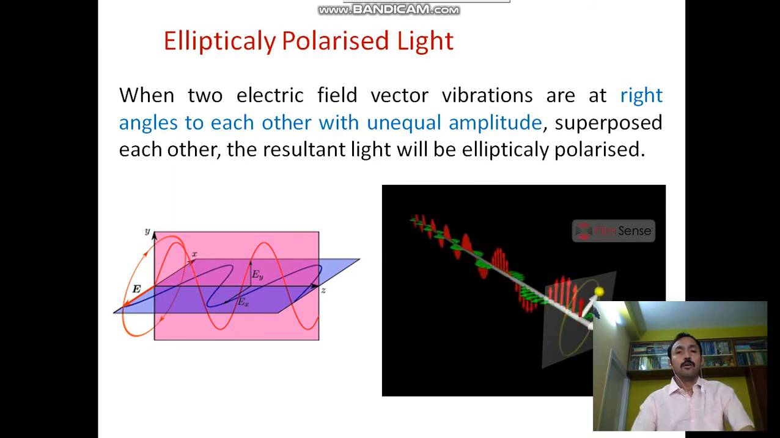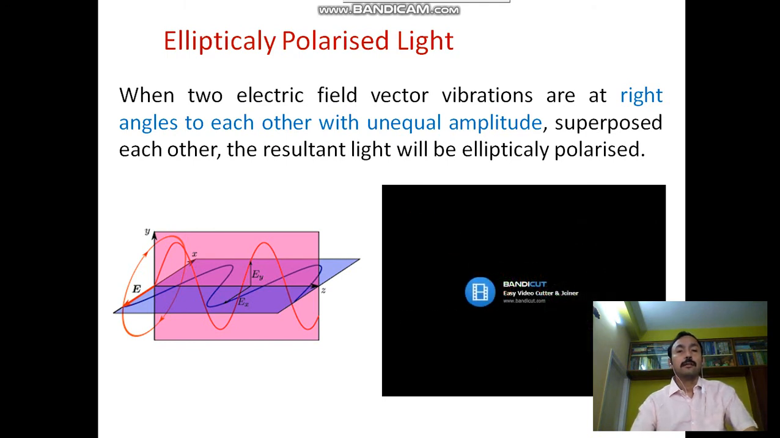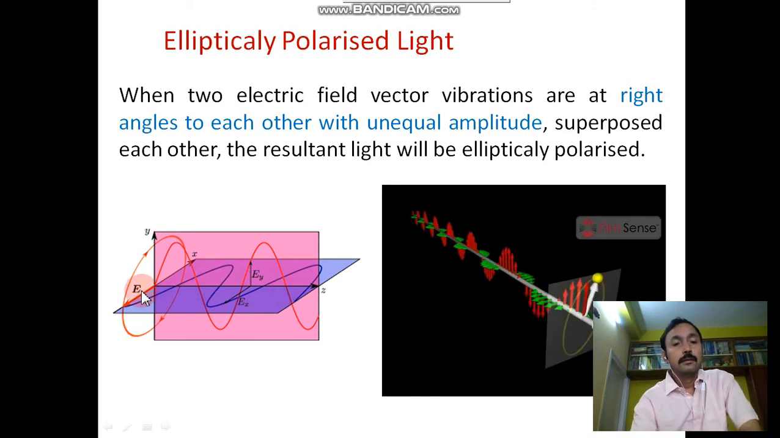Elliptically polarized light. When two electric field vectors are at right angles to each other with unequal amplitude, superposed on each other, the resulting light wave will be elliptically polarized. Back to the previous one. Here the electric field vectors at different planes have different amplitudes. Suppose this is the y-axis. The electric field vector has its amplitude Ey, and the x-axis electric field vector has its amplitude Ex, and from this figure it is evident that Ex is not equal to Ey. So when they are superimposing, they will produce elliptically polarized light.